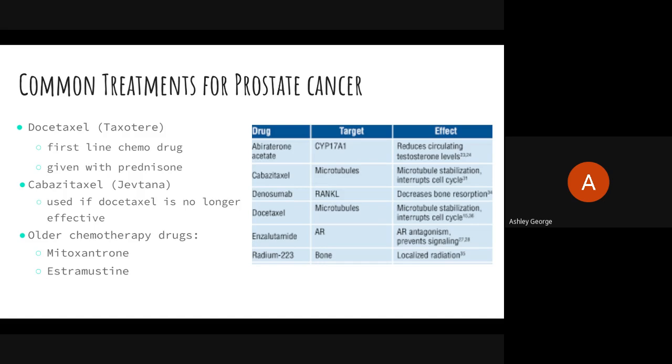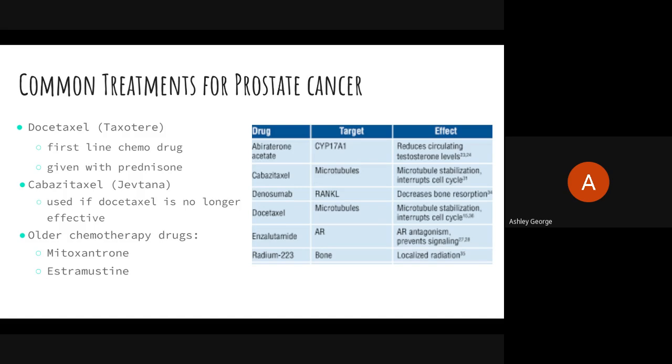So by denosumab binding to RANKL, it blocks its interaction with RANK on the osteoclast, and that reduces the rate of bone breakdown, which then reduces the bone loss that's a side effect of the androgen deprivation therapy.